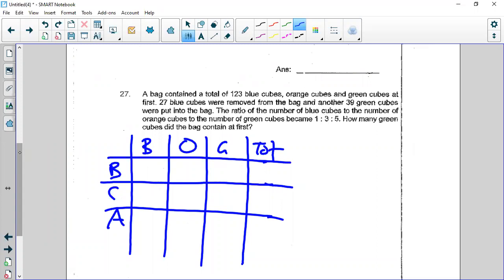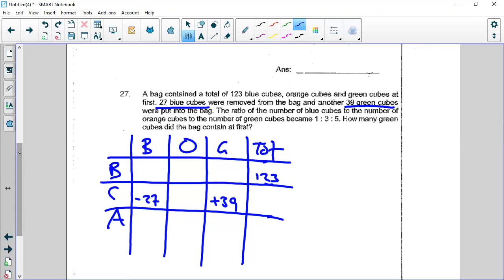Then what's the next thing to do? Start from the beginning and put the numbers inside, which is the total. Do I know how many blue, how many orange, how many green? We are not sure, so leave the boxes empty. 27 blue cubes were removed, so minus. Another 39 green were put into the bag, so plus. And then you know that something is unchanged already. The orange is unchanged, right?